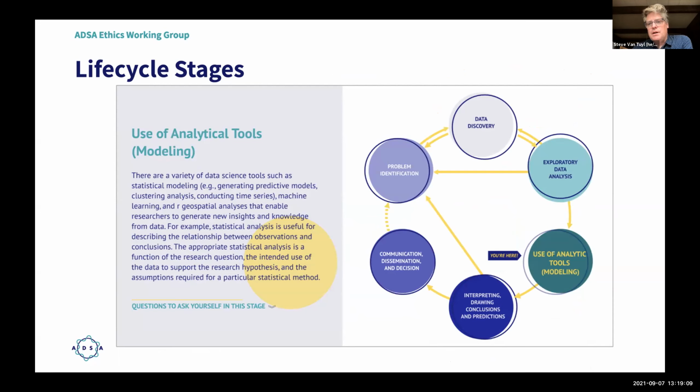So the life cycle stages probably look very familiar. We've seen various versions of these life cycles all over the place for quite a while now. So this walks us through everything from data discovery to use of analytical tools, to communication, dissemination, decision making. And when you navigate to the life cycle stages component of the interactive tool, you're able to click on any of these stages and pop out a discussion about generally speaking what that stage of the life cycle is about and what kinds of questions you might be asking yourself as you're working through this stage of the research process.